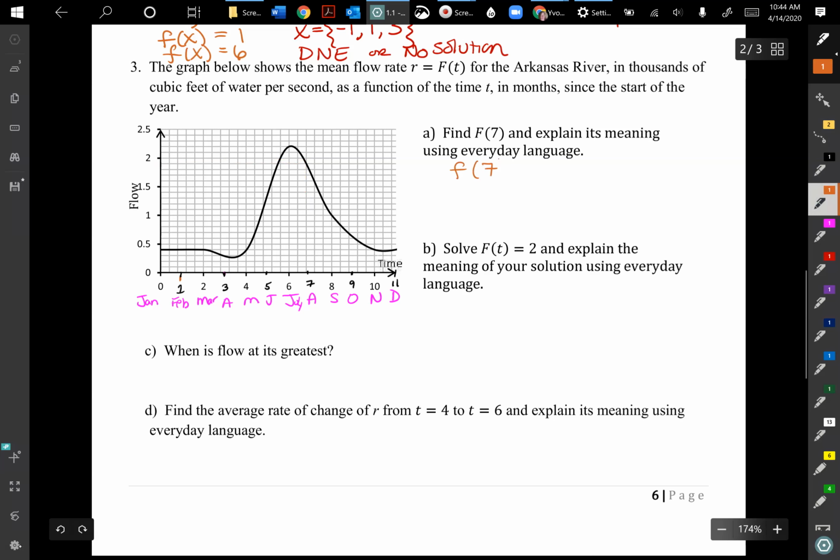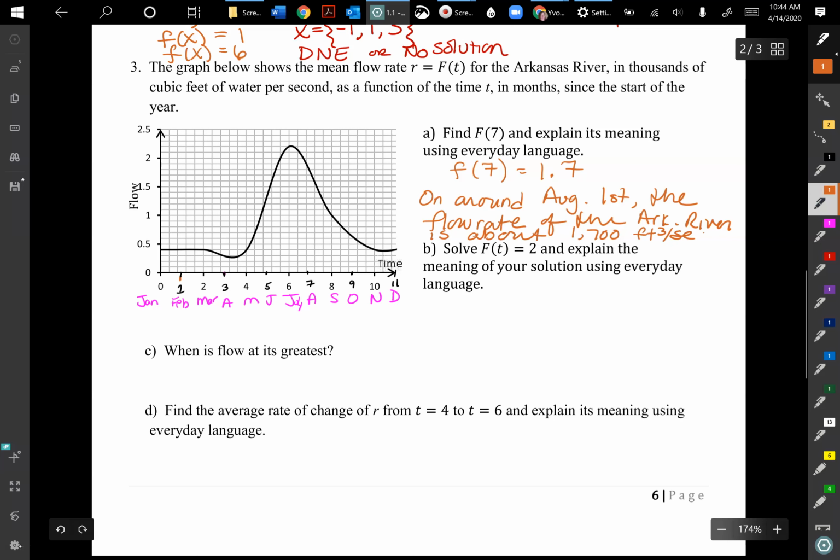So F of 7 equals 1.7. And what I would write for everyday language is: on or around August 1st, the flow rate of the Arkansas River, you can abbreviate, is about 1,700 cubic feet per second. Okay, so that would be my complete answer.